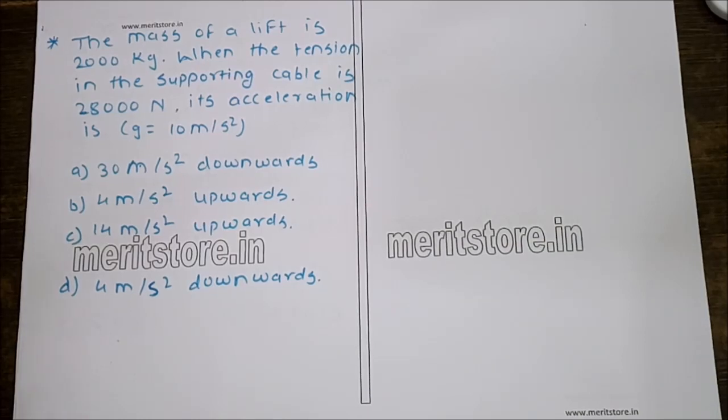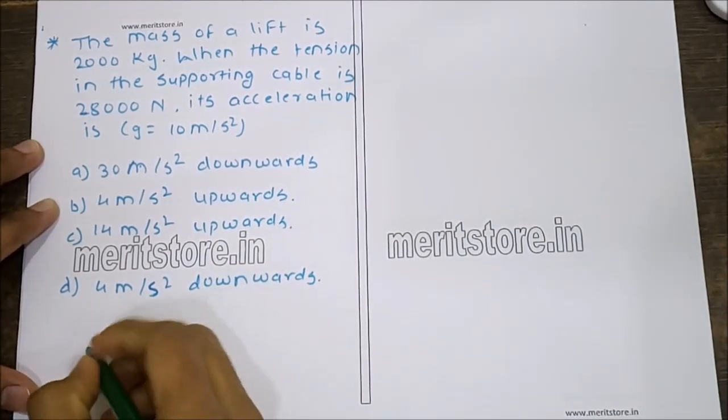The mass of a lift is 2000 kg. When the tension in the supporting cable is 28,000 newtons, its acceleration is, where the value of g is given as 10 meters per second square. The options are 30 meters per second square downwards, 4 meters per second square upwards, 14 meters per second square upwards, and 4 meters per second square downwards.